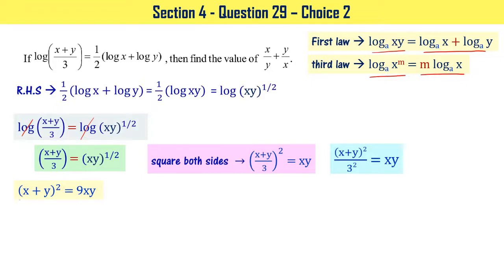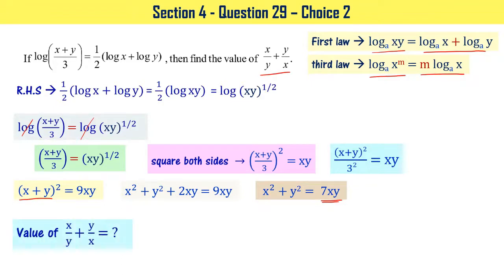We can expand (x plus y) whole square using the (a plus b) whole square formula that says (a plus b) whole square equal to a square plus b square plus 2ab, right? When you apply that formula, you can write it as x square plus y square plus 2xy equal to 9xy, right? Let me rearrange the equation further such that I can write it as x square plus y square equal to 7xy.